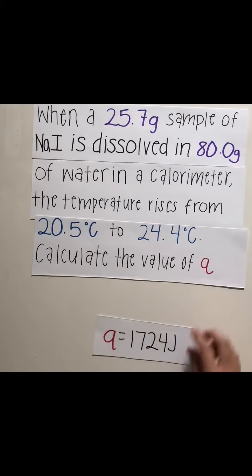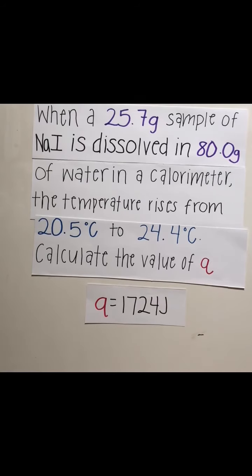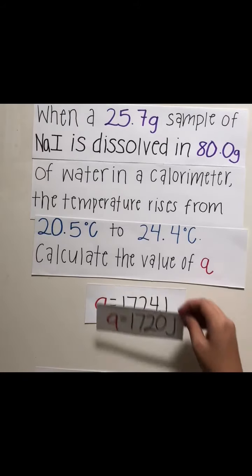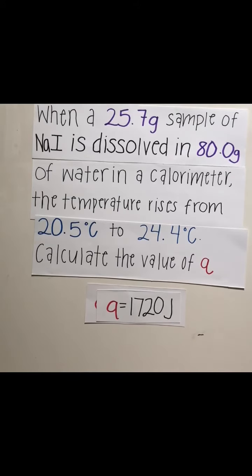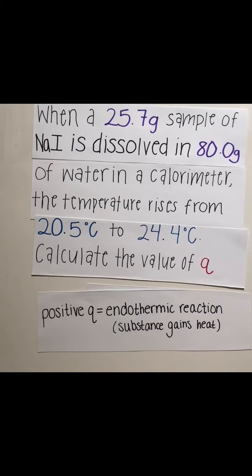Your final answer for Q should be 1,724 joules. However, in this problem, there are three significant figures since both temperatures and masses are given with three significant figures. Therefore, your final answer should be 1,720 joules. Once again, in this problem, the Q is positive. This means that the reaction is endothermic and heat is being gained throughout the reaction.